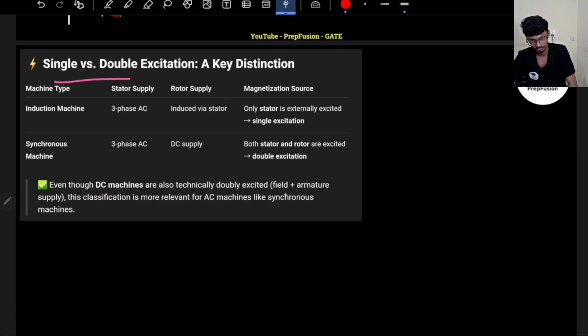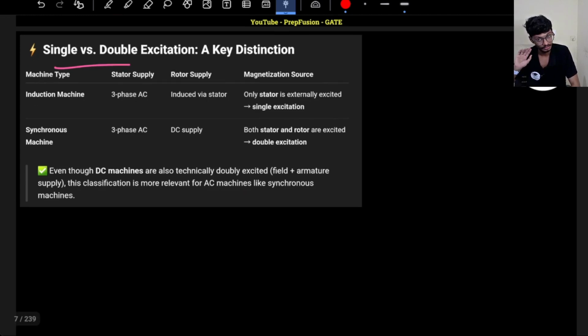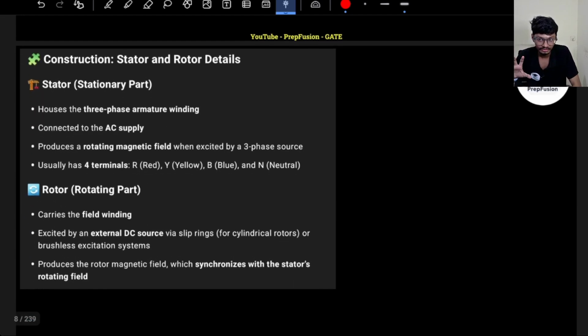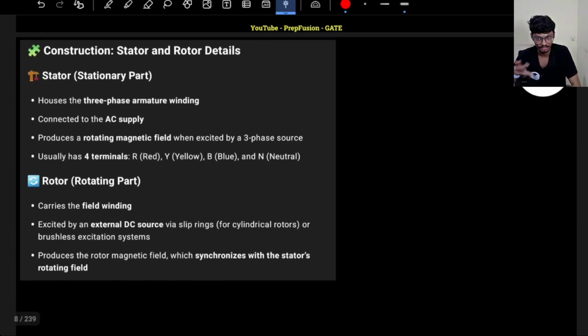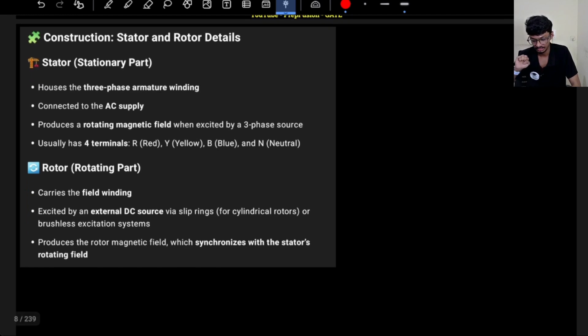Even though DC machines are also technically doubly excited, because we excite the field separately with DC and provide supply to the armature, this classification is more relevant to AC machines because we are talking about AC generators, AC currents and voltages. But DC also is kind of a doubly excited machine. You can understand it like this. Now, I will not discuss the construction totally here. Briefly, we'll go through the construction.